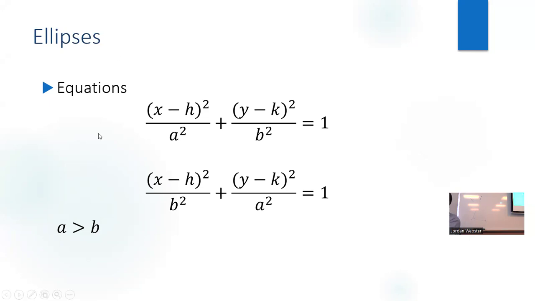So the difference in the two equations is whether the a squared is underneath the x part or whether the a squared is underneath the y part. And we note these by what's the bigger of the two values. a is always going to be the bigger number compared to b. a and b are both going to be positive always, but the two are going to be different in size.